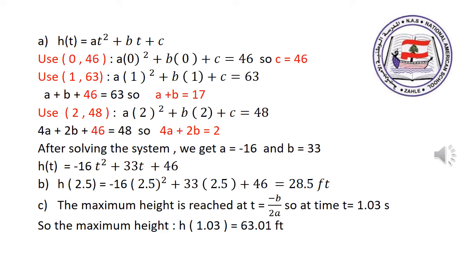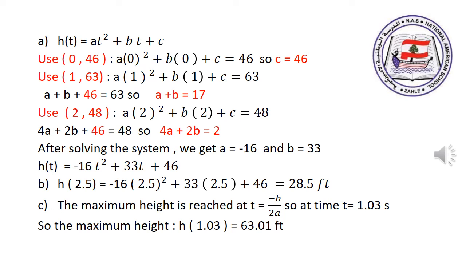So after solving the system of two equations defined by a + b = 17 and 4a + 2b = 2, we get the values a = -16 and b = 33. So the function is defined by h(t) = -16t² + 33t + 46. To find the height reached after 2.5 seconds, we need to replace t by 2.5 in the equation, and we get a height of 28.5 feet.